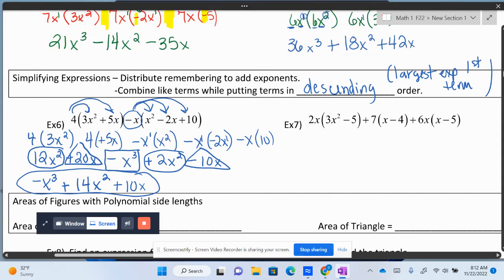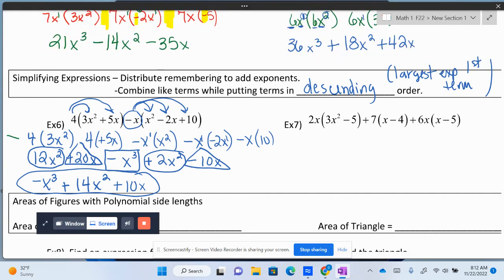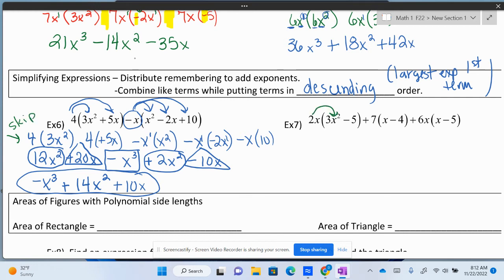So for the next one, do I have to write it out? Can I skip this step right here? Can we try that? Okay. So 2x times 3x squared. Let's see. 2 times 3 is 6. x to the first times x squared becomes x cubed. 2 times a negative 5 is negative 10. And I'm just going to bring my x along for the ride. Are you guys okay with that?